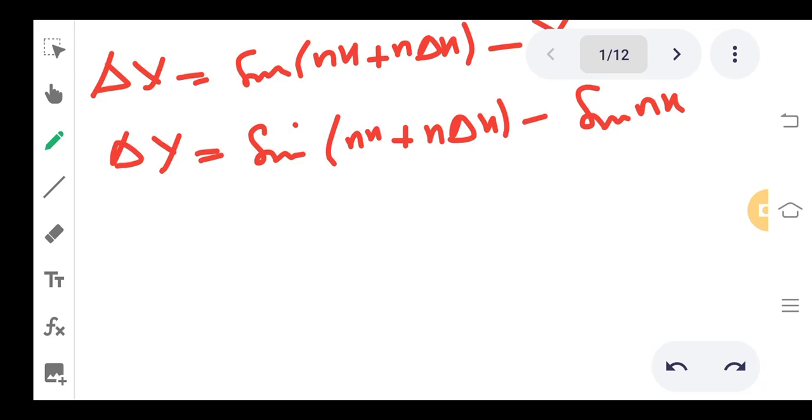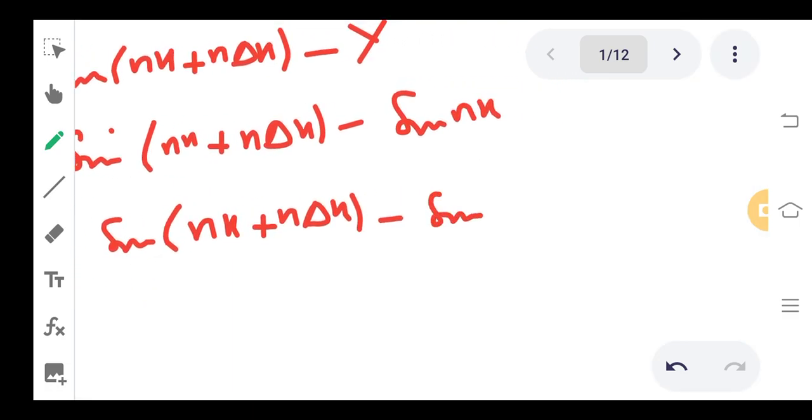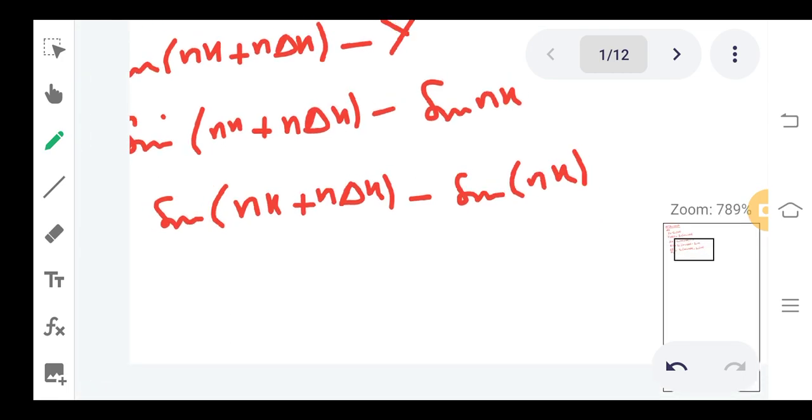Mostly in the textbooks there is just a simple sin x. You can also solve that by putting n equal to 1. So dividing by delta x on both sides, we have delta y over delta x is equal to sin(nx plus n times delta x) minus sin nx over delta x.